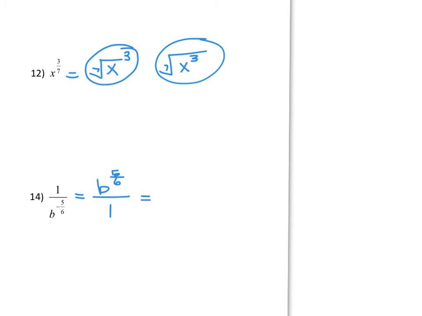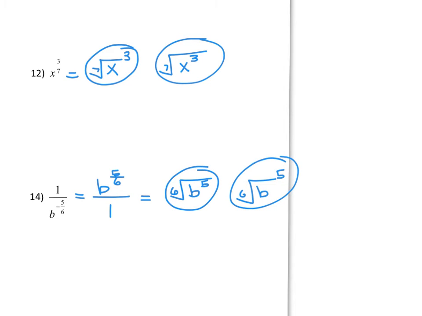All right, so I'm going to rewrite this using power over root. So the 6th root of b to the 5th power. And again, you could put the 5 under the radical or on the outside. It's up to you. And I'm not going to put it over 1 because anything divided by 1 is itself. So either one of those is fine.